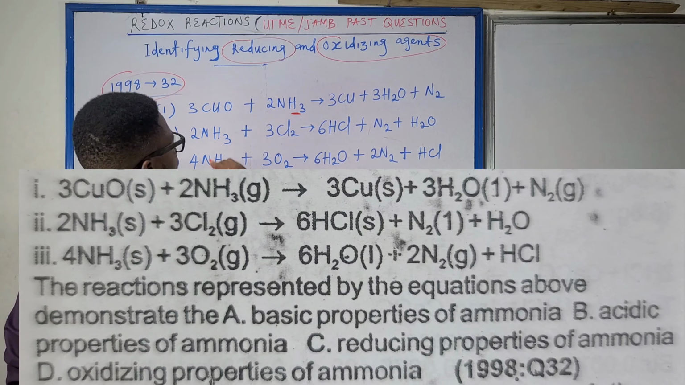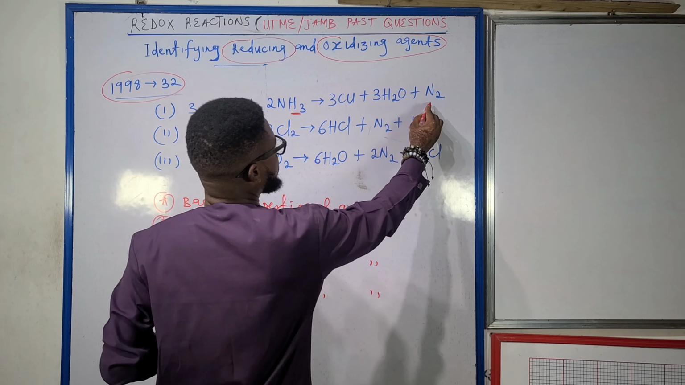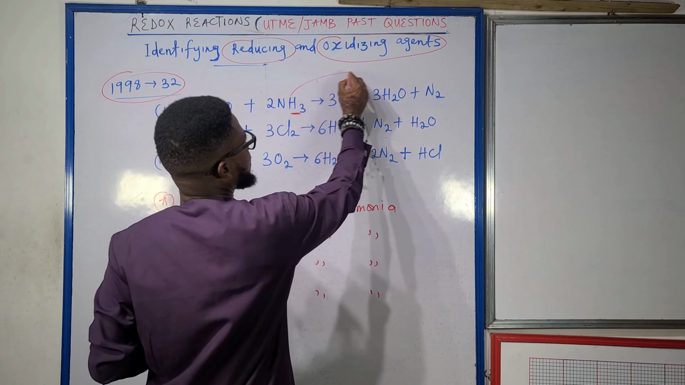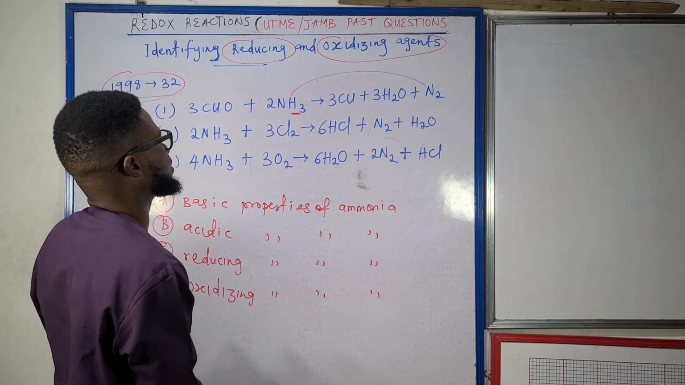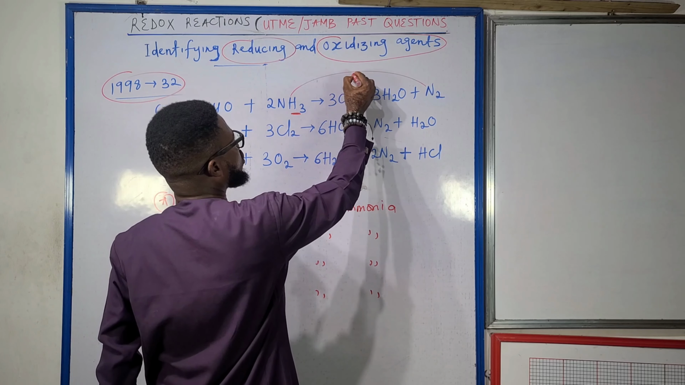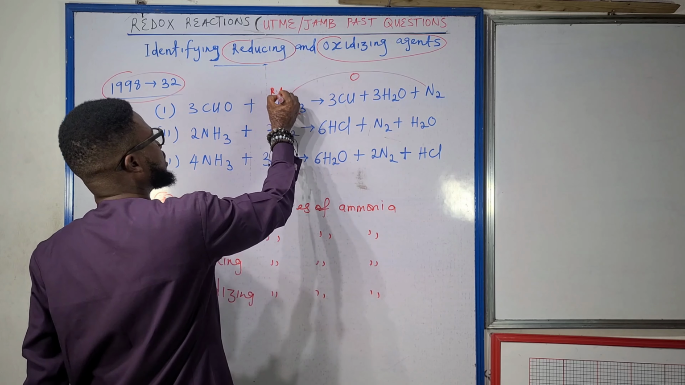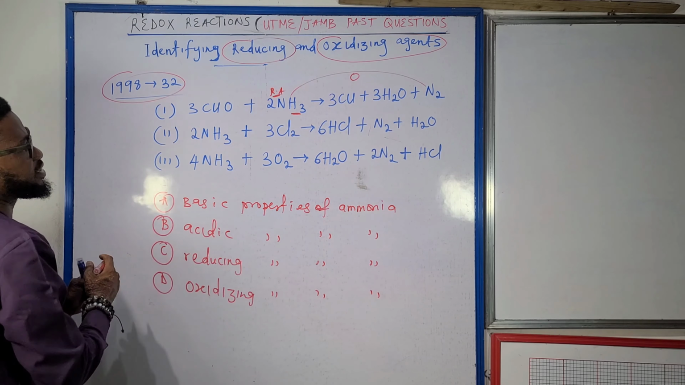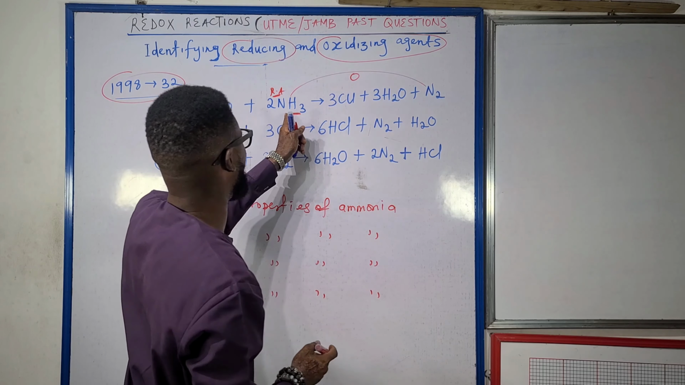This here, I can look at in terms of hydrogen. When you look at this, NH3 becomes N2. So there has been a loss of hydrogen here. Loss of hydrogen from a substance, or removal of hydrogen, is actually oxidation. What will undergo oxidation? This is a reducing agent. That's what I can say. So we are looking at the reducing ability of ammonia here.